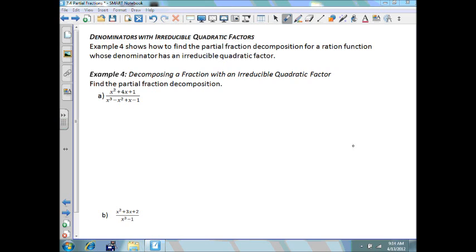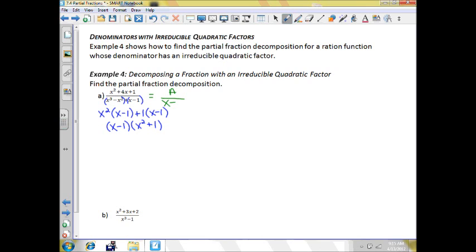Now we can factor by grouping this denominator here. We can take an x squared out, be left with x minus 1. Nothing comes out of there, so it's really going to be 1. So I have x minus 1 times x squared plus 1. So really, this fraction, we can write it as A over x minus 1 plus Bx plus C over x squared plus 1. So your irreducible quadratic factors are always going to have the Bx plus C or Dx plus E, something like that.